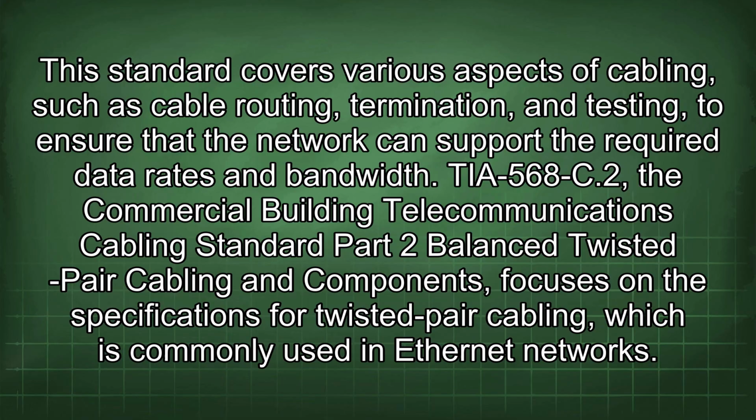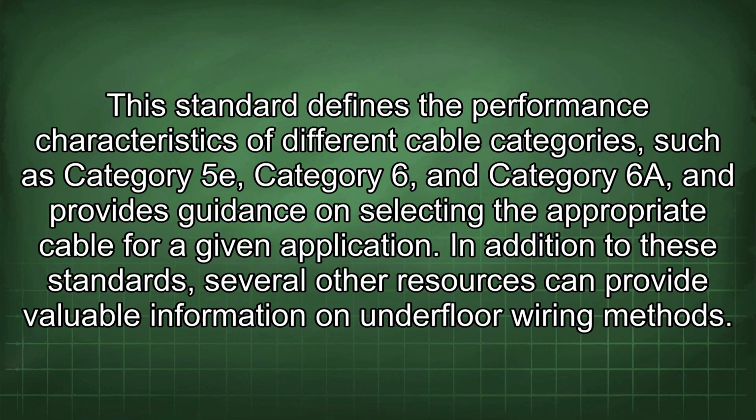TIA 568C2, the Commercial Building Telecommunications Cabling Standard Part 2 Balanced Twisted Pair Cabling and Components, focuses on the specifications for twisted pair cabling, which is commonly used in Ethernet networks. This standard defines the performance characteristics of different cable categories, such as Category 5E, Category 6, and Category 6A, and provides guidance on selecting the appropriate cable for a given application.